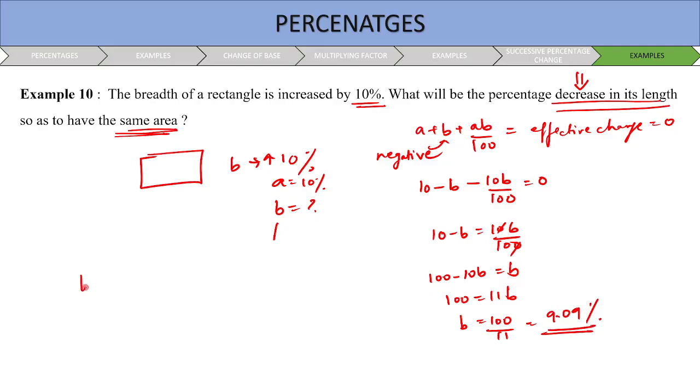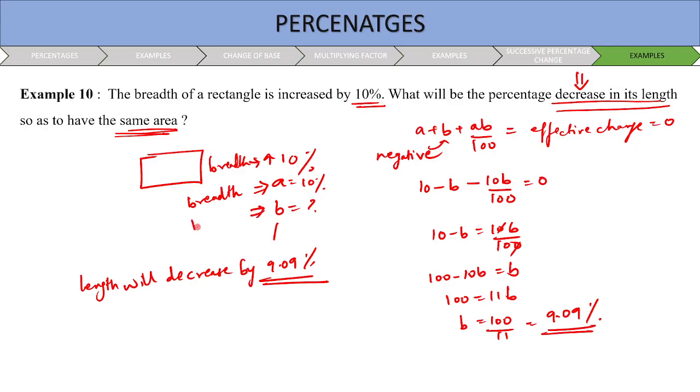So the length will decrease by 9.09 percentage. So this A is your breadth, just to make things clear, and this B is your length. So the length will decrease by 9.09 percentage. I hope this sum is also clear. We have used the same formula to arrive at our answer.